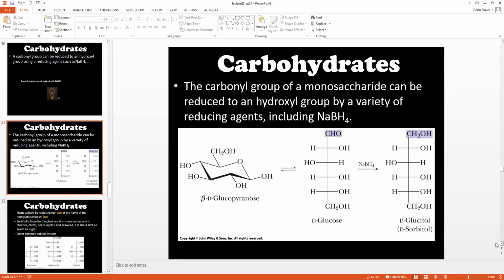If I think about the carbonyl group of a monosaccharide being reduced to a hydroxyl group using something like sodium borohydride, one of the most important things is to recognize that all of the other hydroxyl groups won't be affected by a reagent like sodium borohydride. Sodium borohydride is only going to touch the aldehyde. In this case, it's going to add a hydride, generating a primary alcohol, forming D-glucitol or D-sorbitol.